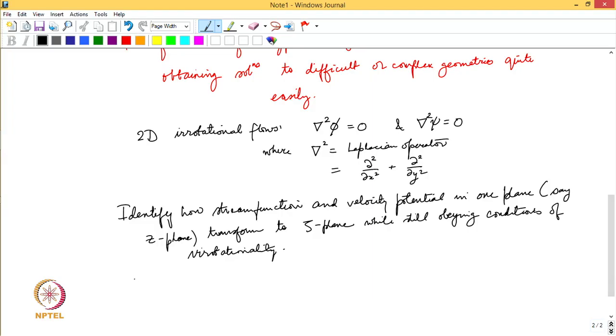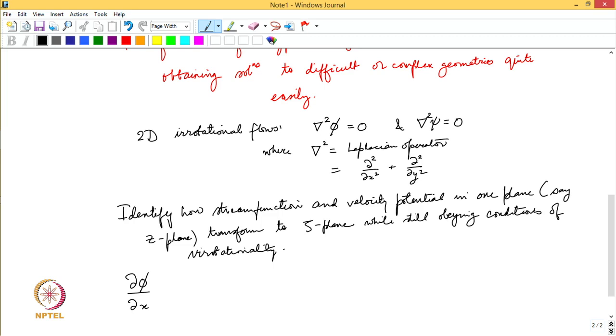So, we would need to calculate d2 phi dx square and d2 phi dy square, and similarly d2 psi dx square and d2 psi dy square, okay, and we need to transform that to the zeta plane. For that we would need to calculate these derivatives, for instance d phi dx, because I know that the second derivative of phi with respect to x will give me d2 phi dx square, which is an essential component, or the first part, of the Laplacian operator.